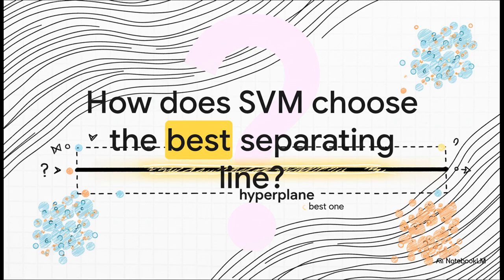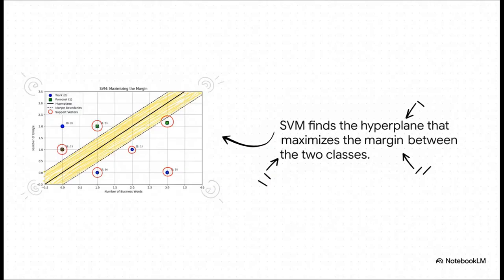How does the SVM know for sure that it's found the absolute best one? The answer, in one word, is the margin. See, an SVM doesn't just want to draw any line. It wants to draw the line that creates the biggest possible buffer zone between the two classes. Think of it like a really wide street, or a safety zone. That zone is called the margin, and the SVM's entire goal is to make that margin as wide as it can possibly be.